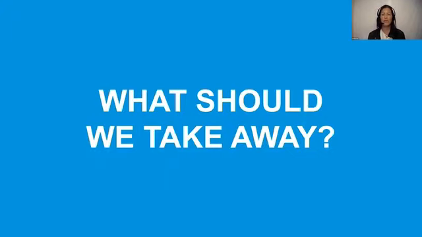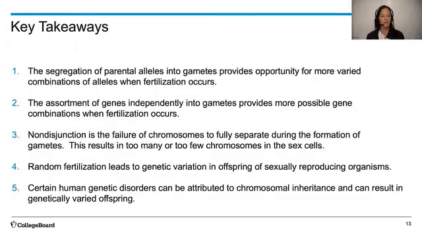So our key takeaways, what are we taking away from this video? Remember, we had 5 of those what will we learn statements. Let's answer each one of them. The segregation of parental alleles into gametes provides opportunity for more varied combinations of alleles when fertilization occurs. Remember our goal of genetic variation here. Number 2, the assortment of genes independently into gametes provides more possible gene combinations when fertilization occurs. Again, independent assortment leading to this genetic variation.